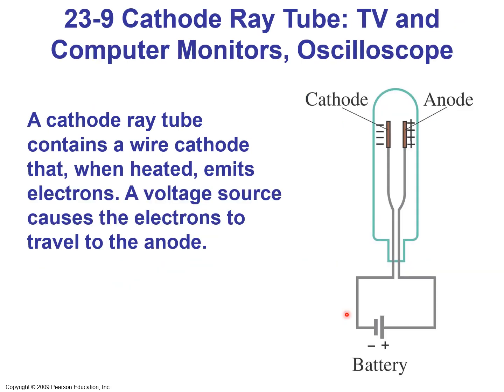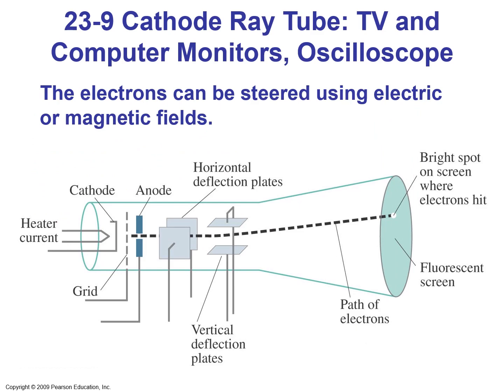Section 9. Cathode ray tube, TV and computer monitors, oscilloscope. A cathode ray tube contains a wire cathode that, when heated, emits electrons. A voltage source causes the electrons to travel from cathode to anode. The electrons can be steered using electric or magnetic fields.